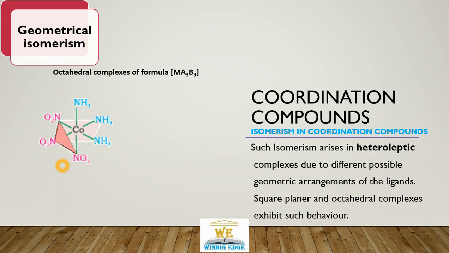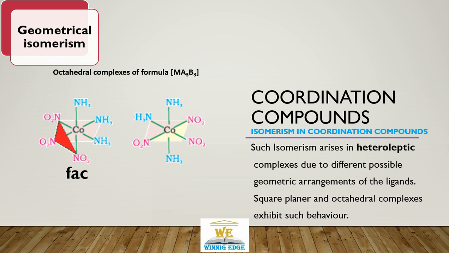See here, we get one face-like structure by joining all these. It's called facial, because it's making a face on one side of the octahedral. Similarly, if we join ammonia here, we are getting one face. It's a facial octahedral complex, or a facial isomer, which is one category of geometrical isomers.